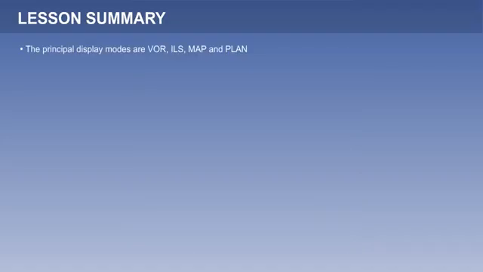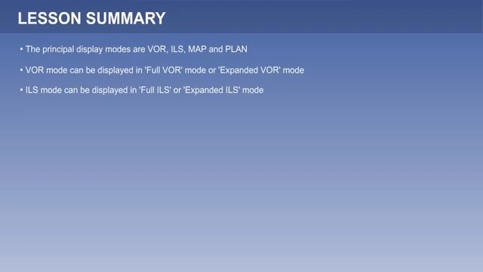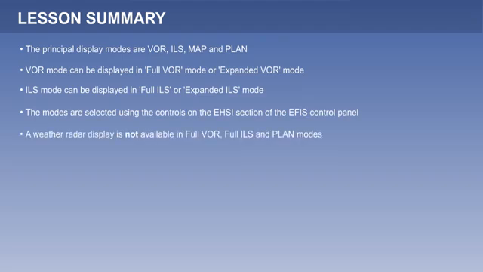The principal display modes are VOR, ILS, Map, and Plan. VOR mode can be displayed in full VOR mode or expanded VOR mode. ILS mode can be displayed in full ILS mode or expanded ILS mode. The modes are selected using the controls on the EHSI section of the EFIS control panel. A full weather radar display is not available in full VOR, full ILS and Plan modes. The information displays available in the principal and expanded modes should be noted.